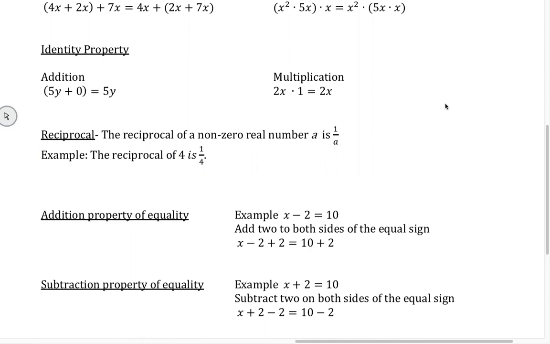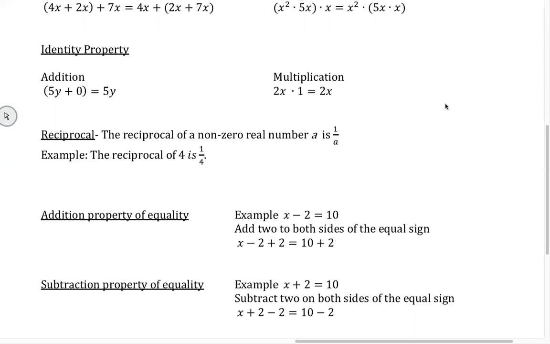Now, the reciprocal of a number. The reciprocal of a number that's non-zero, because you can't divide by 0, is just 1 over that thing. For example, 4, well, the reciprocal is 1/4. If the number was 2/3, the reciprocal would be 3 over 2. You just kind of flip it.